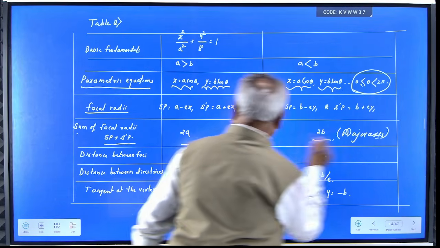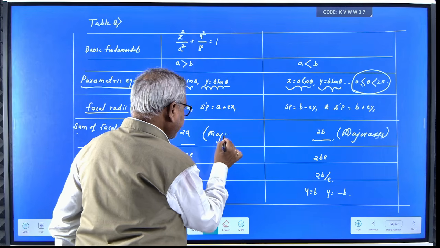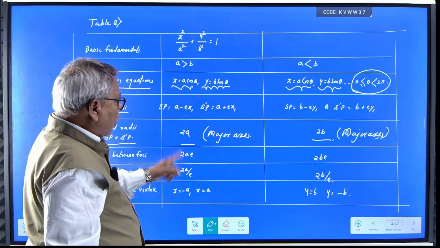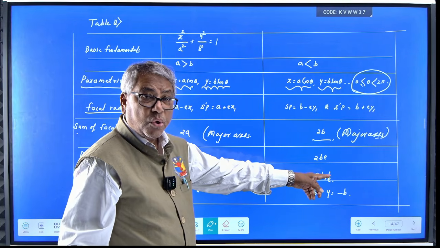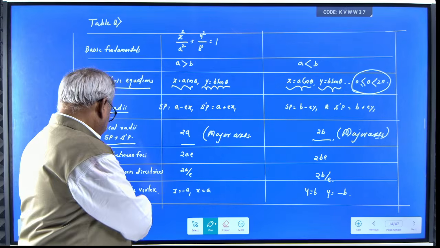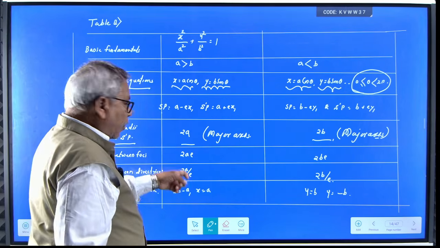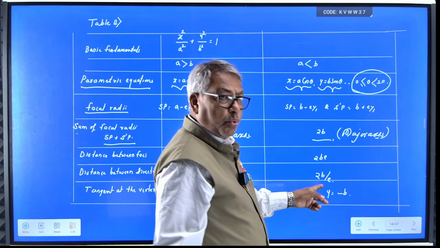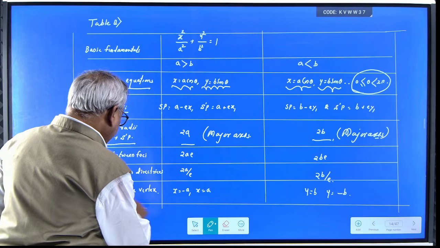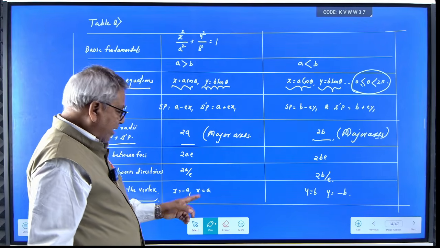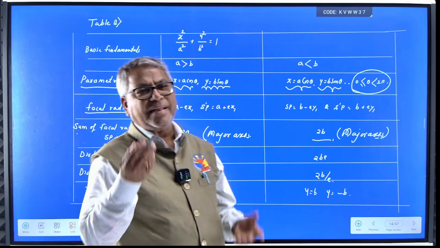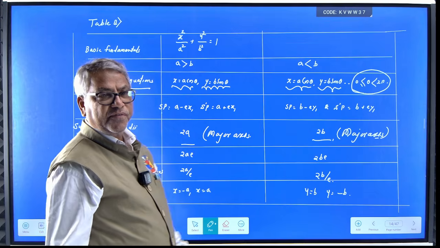2B becomes the major axis and 2A here becomes the major axis. Distance between foci is 2A; distance between foci is 2BE, because the foci are (0, B) and (0, minus B). Distance between directrices is 2A upon E and 2B upon E. Tangents at the vertices: x equal to minus A, x equal to A, y equal to B, and y equal to minus B. At the points A and B, these are the tangents to be considered.